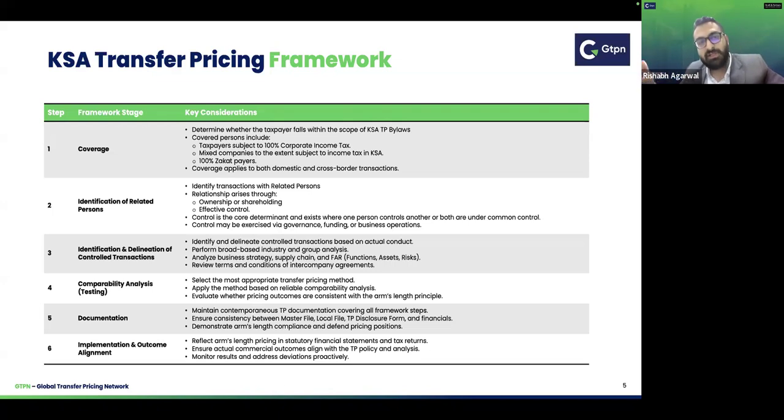So if it's a manufacturing entity, then how the supply chain will go on. If it's a service entity, how the supply chain will go on and where value is added. So once that is done, of course, documentation becomes part. So you need to have intercompany agreements, MOUs, invoices, and all of it.